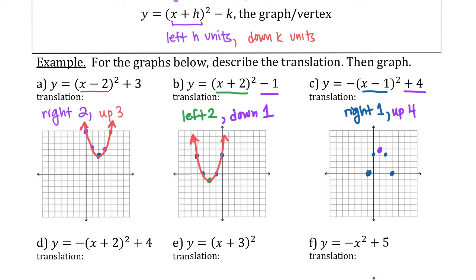If it looks a little crooked, you're going to check your points. And it did open down, but it is still a parabola. And remember, it was this negative sign in the front that caused this parabola to open in the downward direction. Okay, let's try a few more.